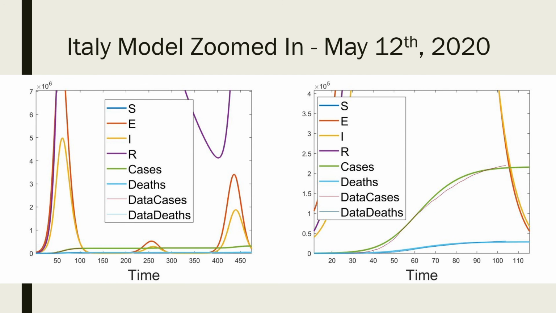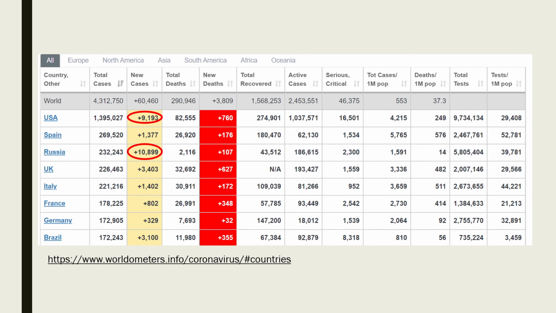The last country I was interested in looking at was Russia, because they had been having a very large amount of new cases daily, more than the United States has been having. As you can see here, circled in red, Russia had over 10,000 new cases, while the US had a little over 9,000 new cases.